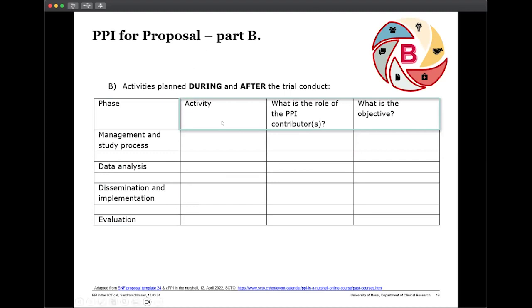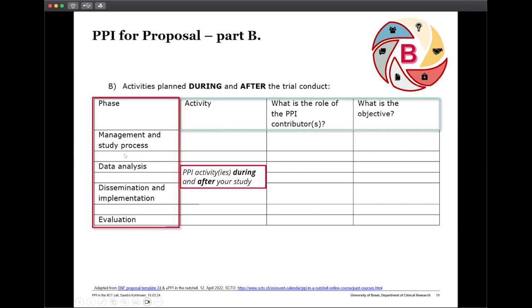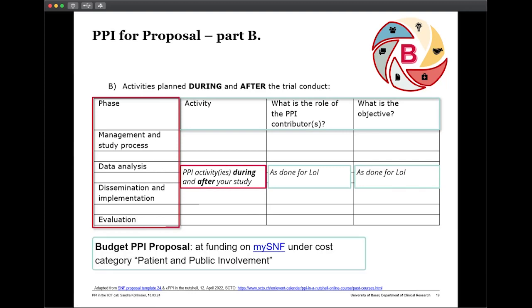And then in part B, you describe all the activities that you are planning during and after the trial conduct. This is a little bit in different topics. There you have the management, for example, the data analysis, the dissemination, and the evaluation. And there you describe your activities. It's actually the same principle as for the letter of intent. Important: you also have to submit the budget for the PPI in the proposal. And this is added in mySNF under the cost category patient and public involvement.